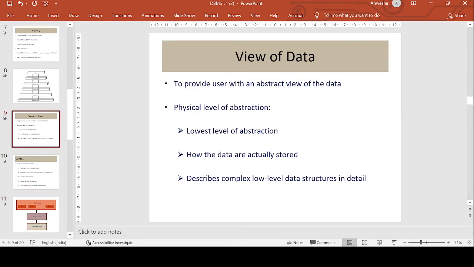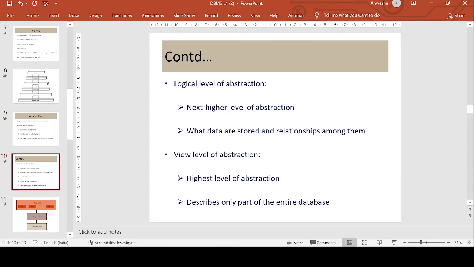So to provide the user with an abstract view of the data, we have this three-level design. The physical level of abstraction is the lowest level of abstraction: how the data are actually stored, describing complex low-level data structures in detail. Next, the logical level of abstraction is the next higher level: what data are stored and what the relationships among them are. The view level of abstraction is the highest level of abstraction, which describes only part of the entire database.